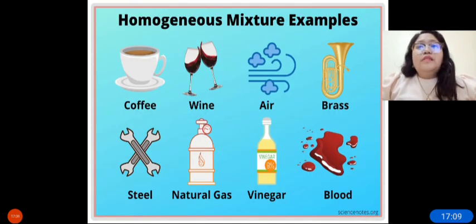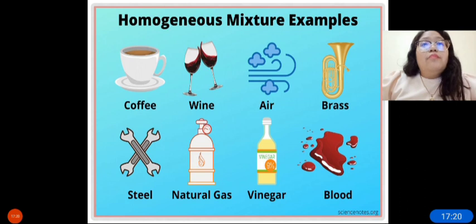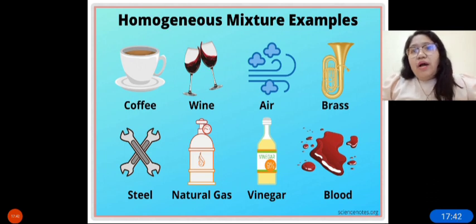Now, look at this image. We have further examples of homogeneous mixtures. So, homogeneous mixtures are like a perfectly blended smoothie. They are a mixture of substances blended so thoroughly that you cannot see individual substances. So, the term homo, just like I said before, means the same. And that's exactly what's happening here. Everything is evenly distributed and looks the same throughout. Examples, we have coffee, wine, air, brass, steel, natural gas, vinegar, and blood.